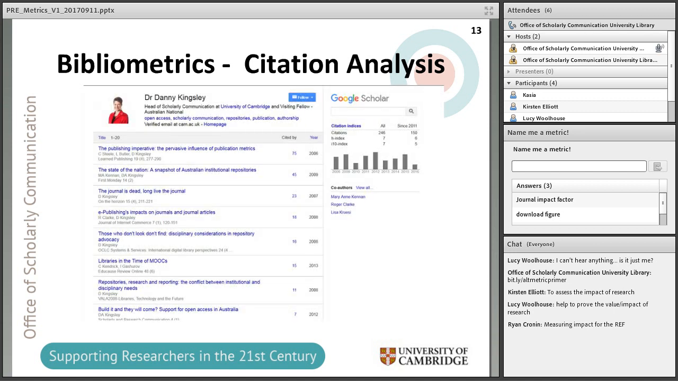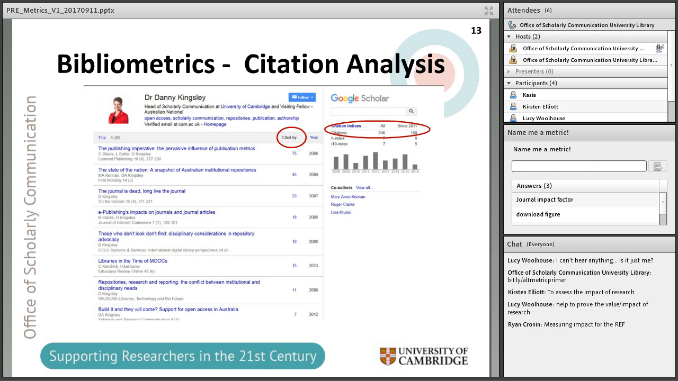So there's a nice easy way of finding citation index or analysis, and that's on Google Scholar. It's probably the easiest way to do it. And it lists all the publications. So this is my lovely boss, Dr. Danny Kingsley, who happens to be sitting behind me. So we can see all her papers there. And you can quite easily see the number of times it's cited, and I'll break it down for you as well and tell you the number since 2011.